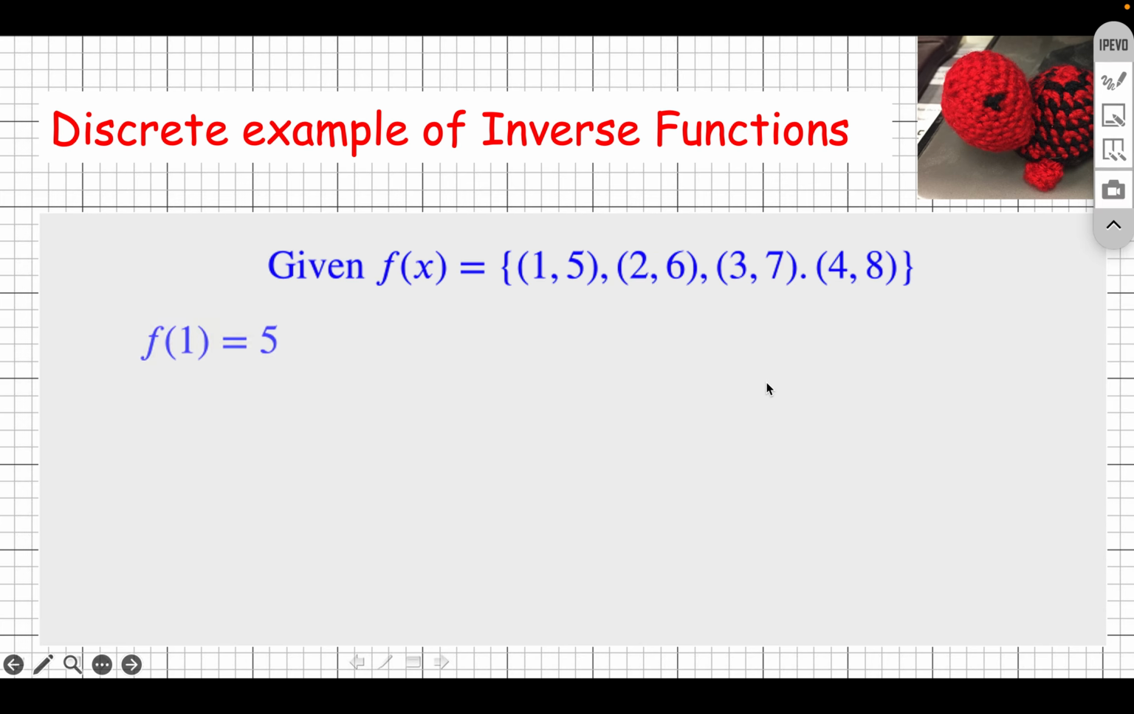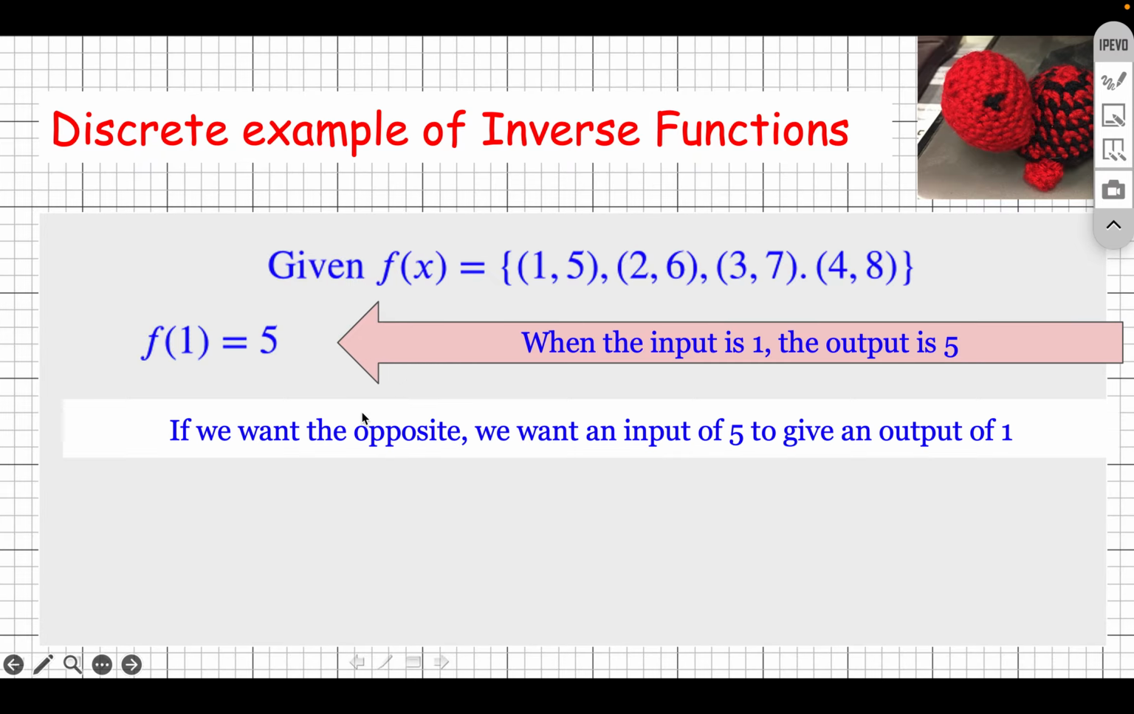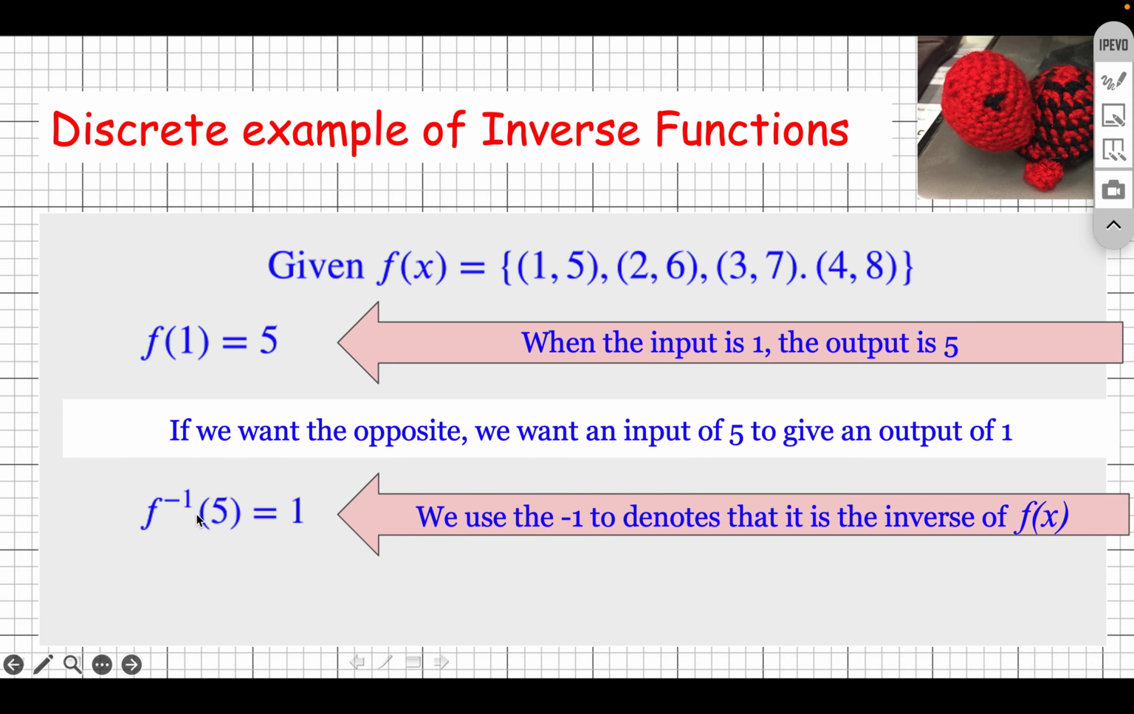So if I wanted f of 1, if 1 is the input, 5 is the output. So f of 1 equals 5. If I want to get an opposite of this function, a function that undoes it, I want a function that if I input 5, I'm going to get an output of 1. So if I plug in 5, I want to get out 1.